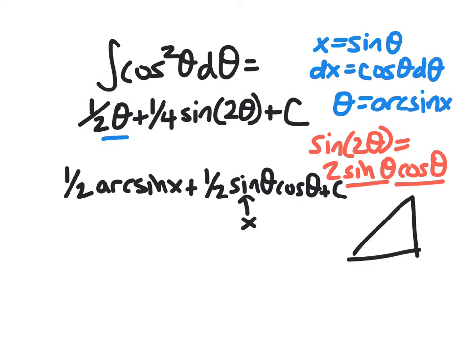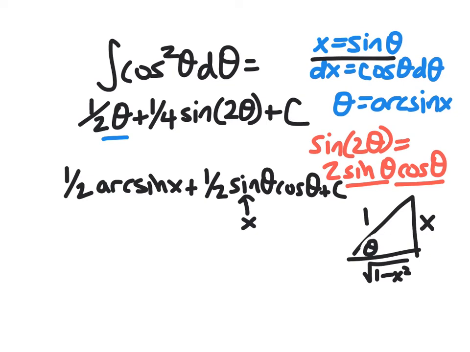So here I have a triangle. What's my angle? Well, I've been talking about theta this whole time. So theta is my angle. And then I know that x is sine of theta. So sine is opposite over hypotenuse. So this should be x over 1 because I just want x. Well, what must my remaining side be? This has to be the square root of 1 minus x squared.